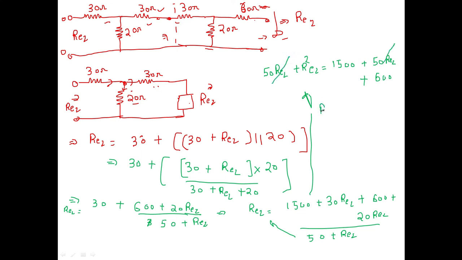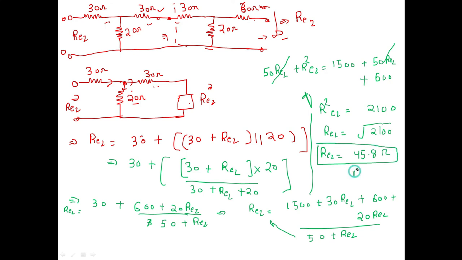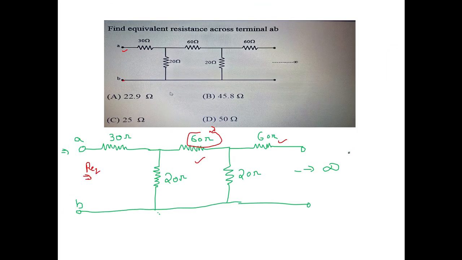What will we get? R equivalent square is equal to 1500 plus 600, that is 2100, and R equivalent is equal to the square root of 2100. If you find it on the calculator, it comes to 45.8 ohm. So 45.8 ohm is the equivalent resistance of this particular network. The correct answer is 45.8 ohm, the resistance across A and B.